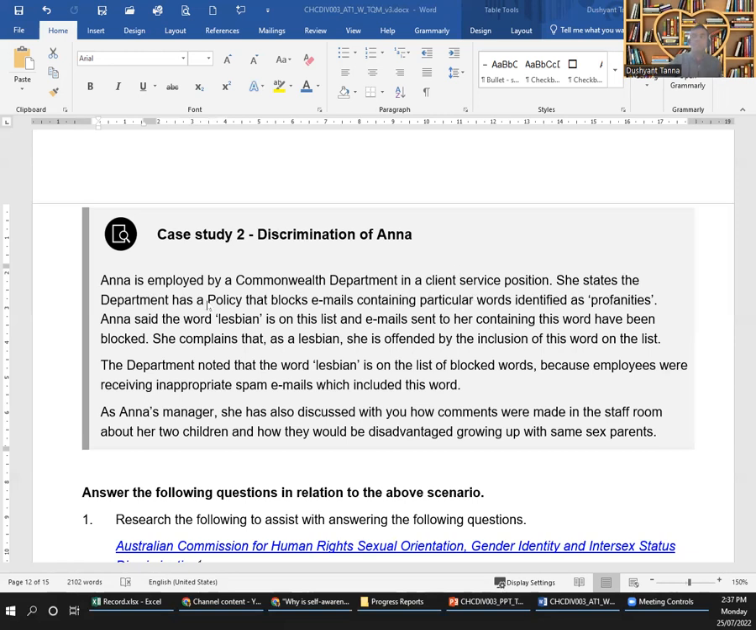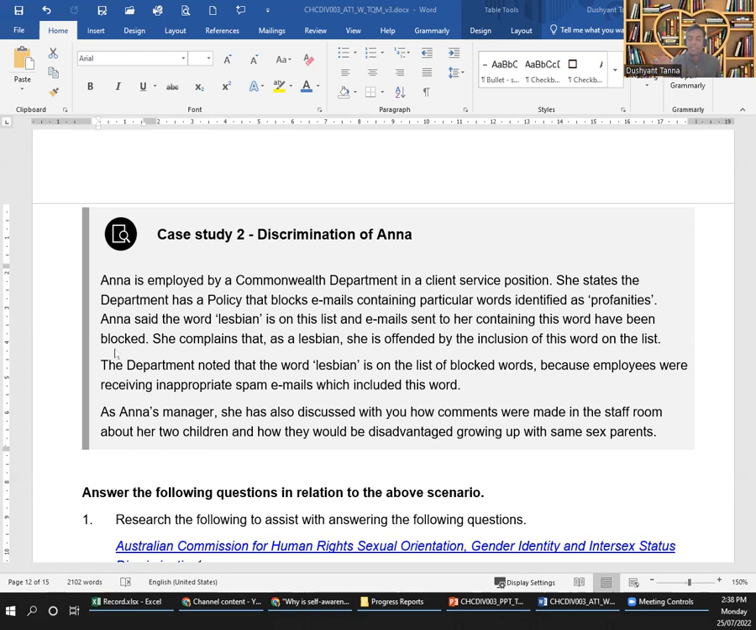She states that the department has a policy to block emails containing particular words as profanities. Anna said the word lesbians is on the list, and an email sent to her containing this word has been blocked. So anything that you find offensive is being blocked, like an incoming filter that goes in your spam folder. You get a notification, hey, we have blocked this email. Would you like us to release this?